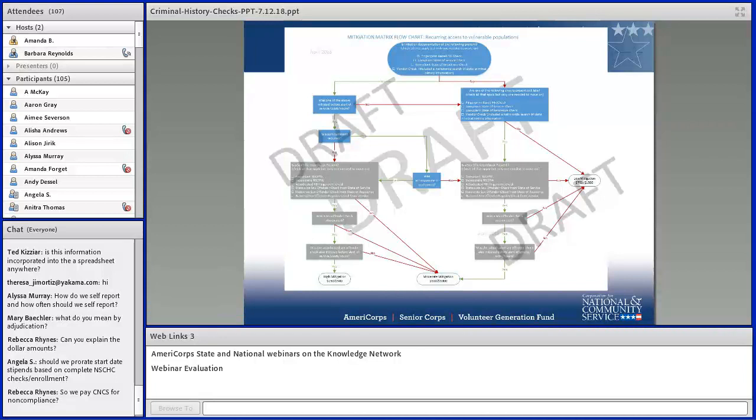The next question is, so we pay CNCS for noncompliance. Yes, that's correct. CNCS will issue a debt notification letter. It will go to the prime grantee, and that letter, I think, details how you pay for it, if there's a payment plan or something like that, and more details. And yes, that payment comes to CNCS.